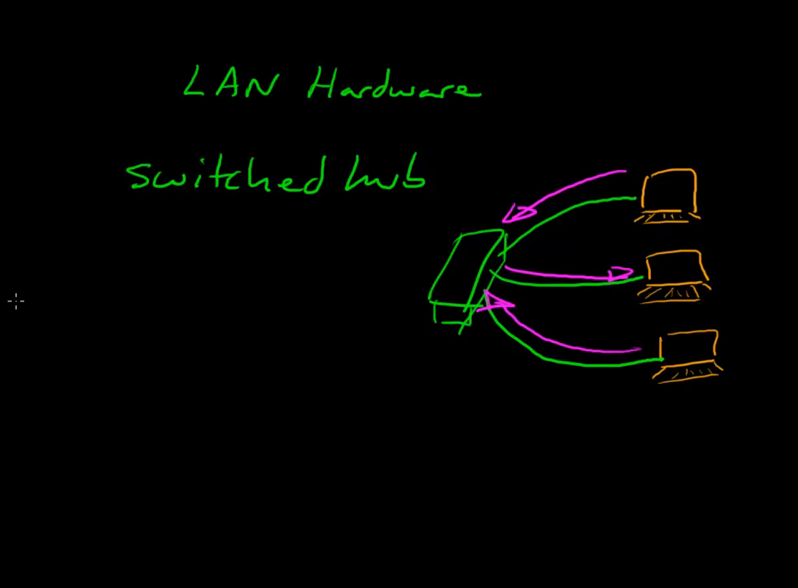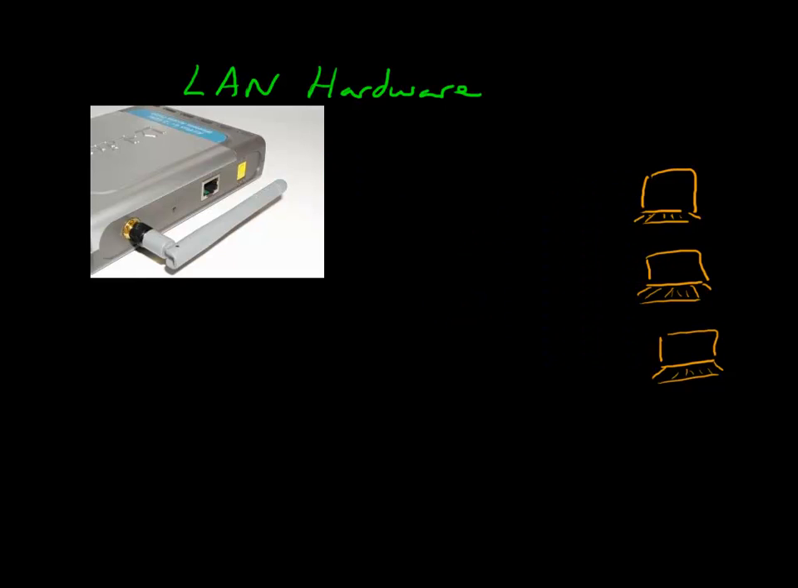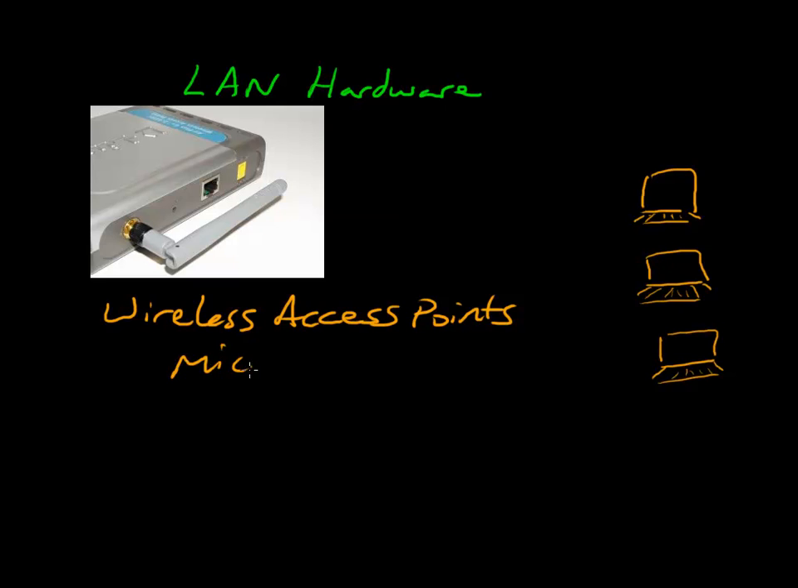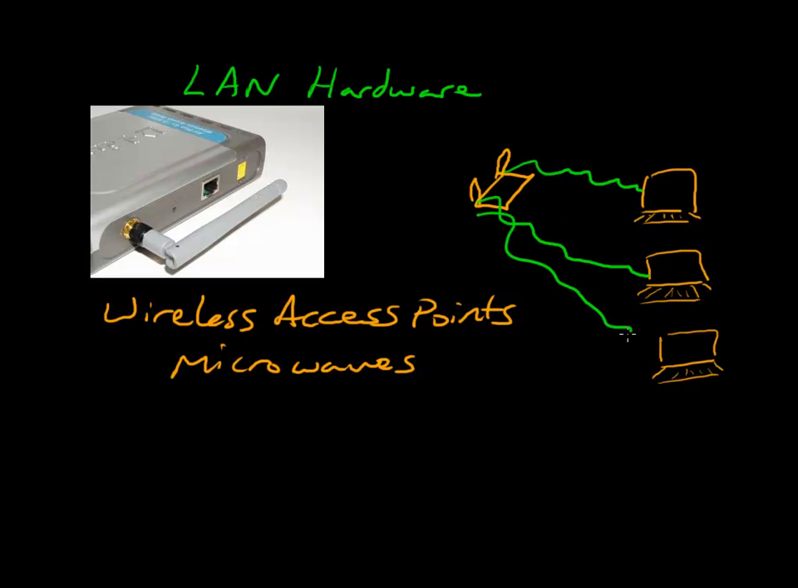Now, sometimes we have situations where we don't want to have a wire connecting computers together, so we now have available things called wireless access points. This is also known today as Wi-Fi. What a wireless access point will do is use microwaves, so they're radio waves which are in the microwave band, in order that the computers communicate with the wireless access point. So we have a wireless access point here, and using radio waves, that will be able to communicate with each of the computers.